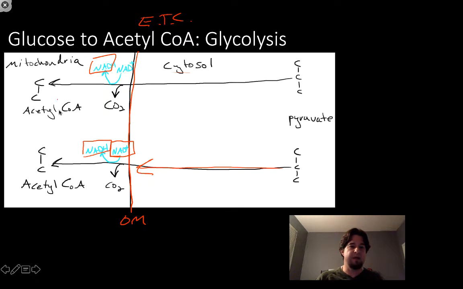Also, we see this CoA here. So the sulfur that's attached to a coenzyme A is attached to this now 2-carbon molecule, and we have what we're looking for from the jump street, right? We're trying to get that acetyl-CoA.